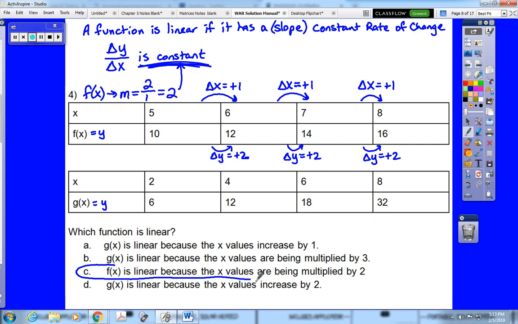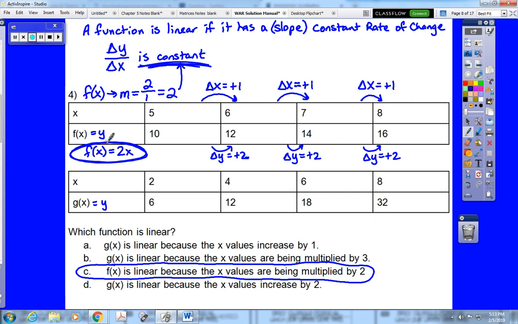Okay, now I will say the reasoning is not great, because the x values in that table are not being multiplied by 2. That's not what it's saying. It's saying if I take the x value and I multiply it by 2, I get f of x. What it's saying is f of x is 2x. That's the equation. They're right. That's a linear equation. It doesn't have an intercept, but it has a slope of 2, a constant slope.